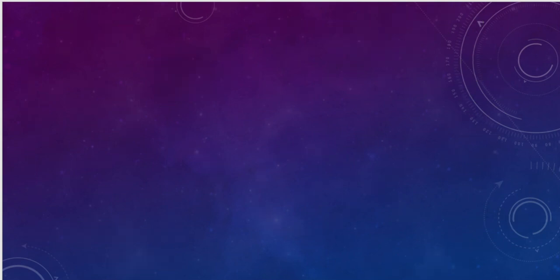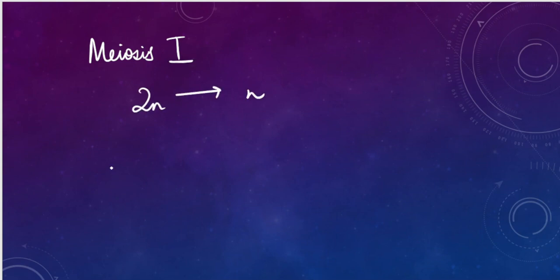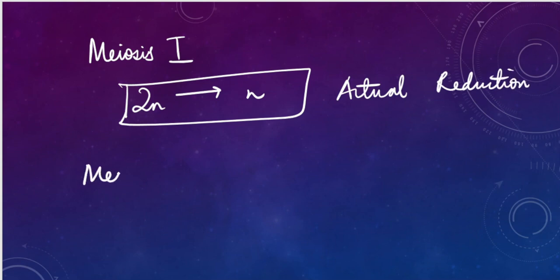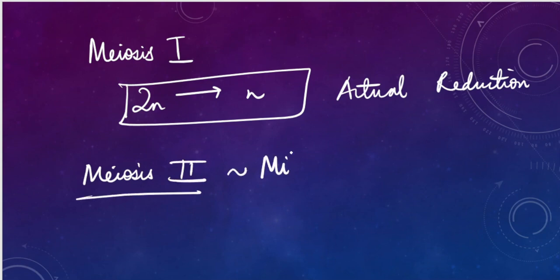We can say that in meiosis 1, 2n converts to n. Okay, that is the actual reduction. This is the actual reduction. And in meiosis 2, this is similar to mitosis.